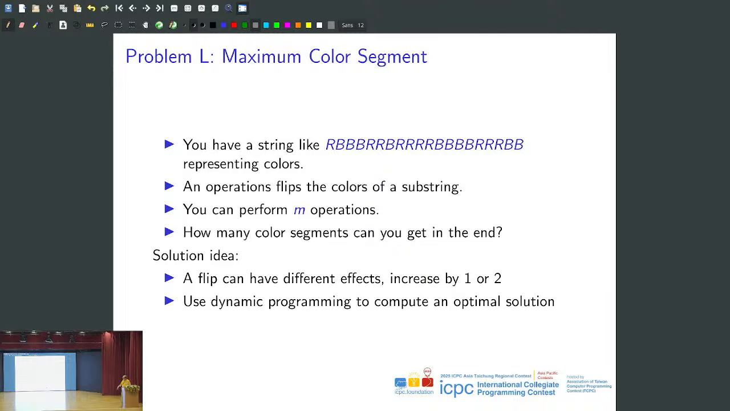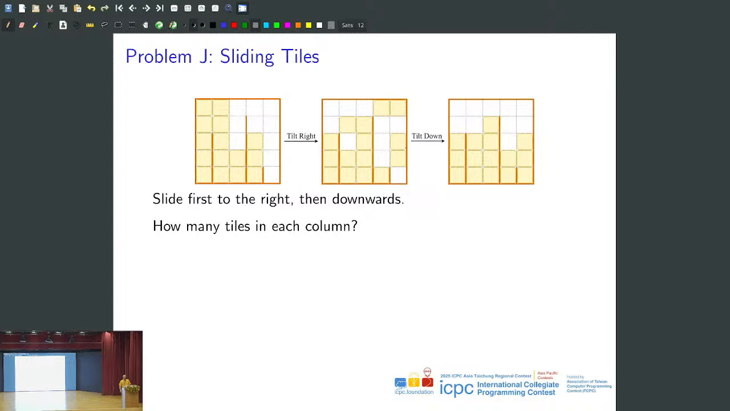So it depends on where you flip it. The number of color segments can get higher by 1 or 2. But you cannot just do some greedy approach, but you can use dynamic programming in a clever way to maximize this. Basically, you have to look at the break points where the color changes. It's not so easy. Now the problems become harder and harder.